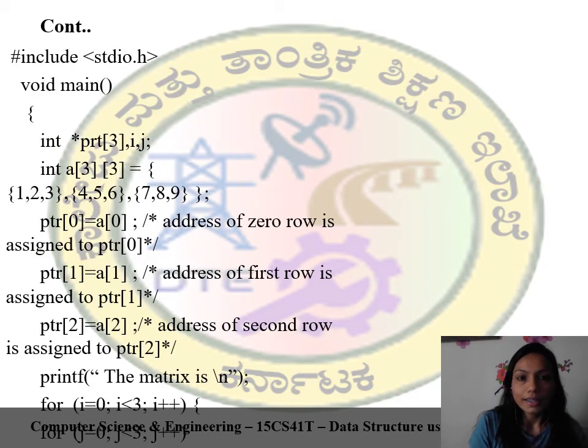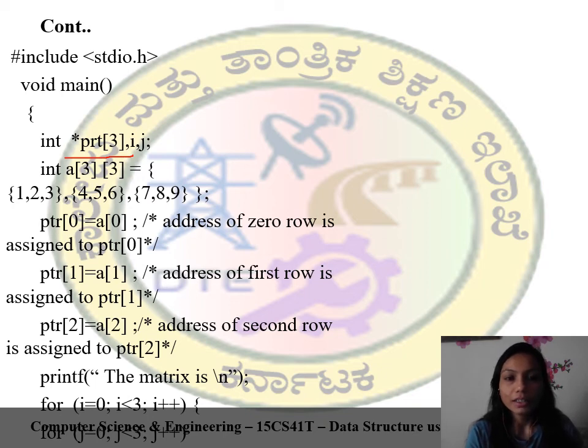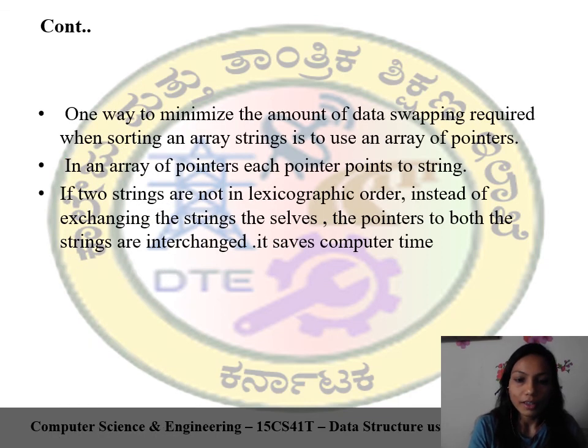Here is one example. I have taken a two-dimensional array of 3 rows, which has the values 1, 2, 3, 4, 5, 6, 7, 8, 9 in matrix format. So ptr of 0 is equal to a of 0, that is the 0th array pointer. It will hold the first row, then the second, and then the third. Then I will go on printing the matrix via this.